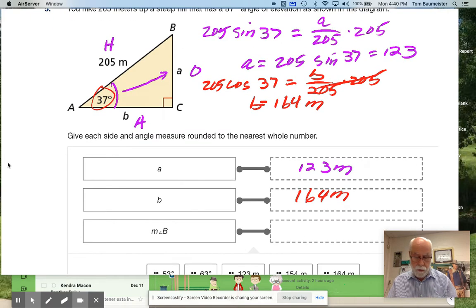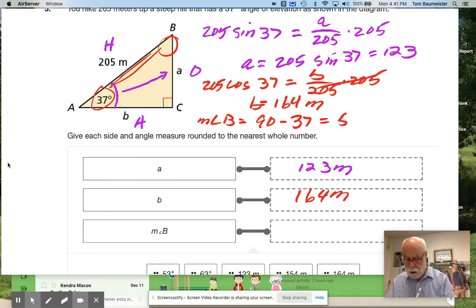And then to find the other angle, the measure of angle B, remember these two here are complementary. That means that they add up to 90 degrees. So we can say that the measure of angle B is equal to 90 degrees minus the 37 degrees, and that will give us 53 degrees.